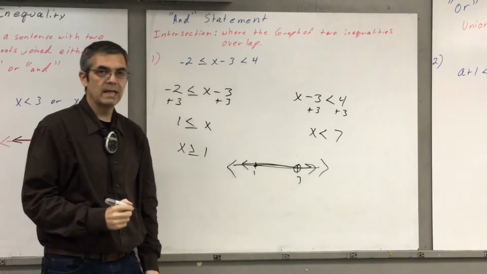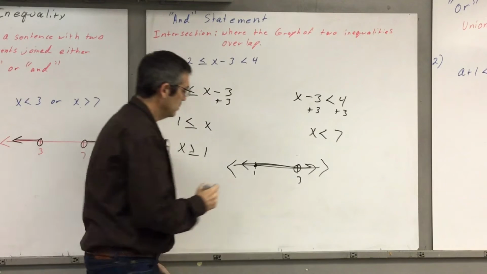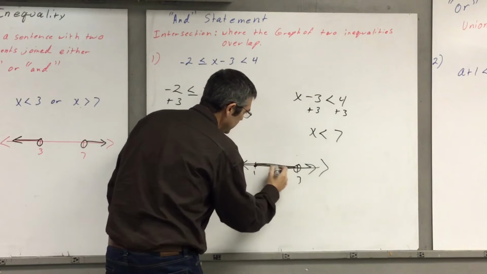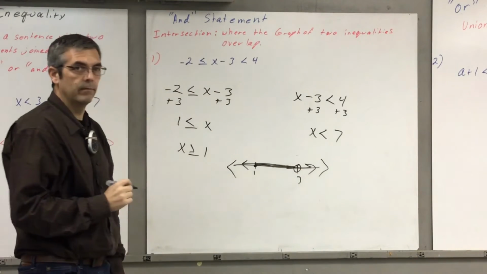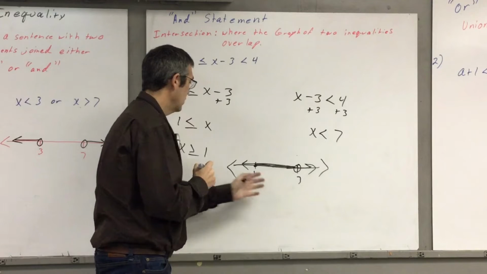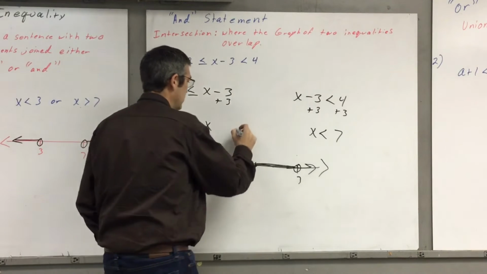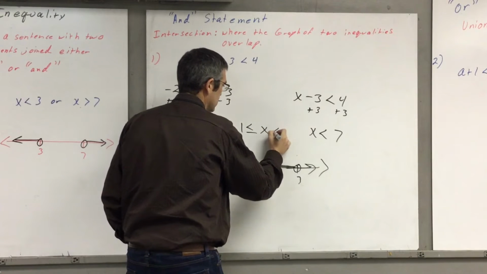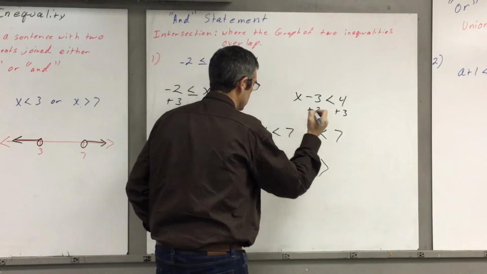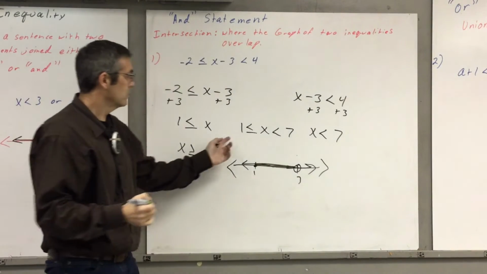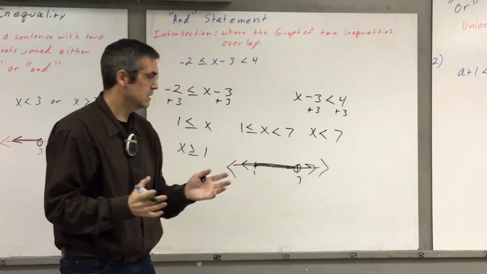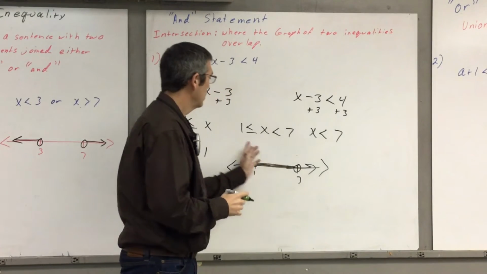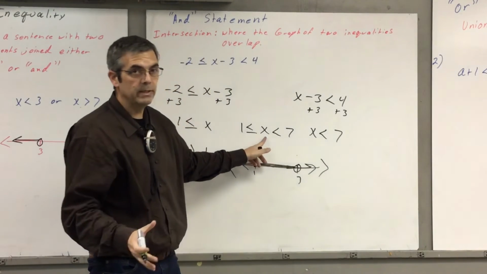Well, where do they overlap? That's what we're looking at. Well, we overlap all in here. So right in here is what we have. Okay? So if we wanted to write this, it would look like this: 1 less than or equal to x less than 7. So we could rewrite it like this. And all this is stating is everything between 1 and less than 7 is what x can actually be.